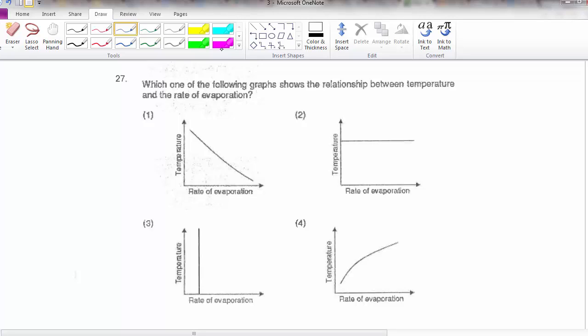27. Relationship between temperature and rate of evaporation. So we recall that the more heat I have, the greater the rate of evaporation. More heat equals more evaporation. Please write this down: more heat equals greater rate of evaporation. So which graph shows more heat? It's very obvious. This is the one. As my temperature increases, the rate of evaporation also increases. So that's the relationship between temperature and rate of evaporation.